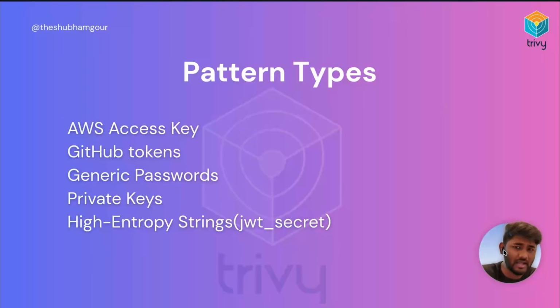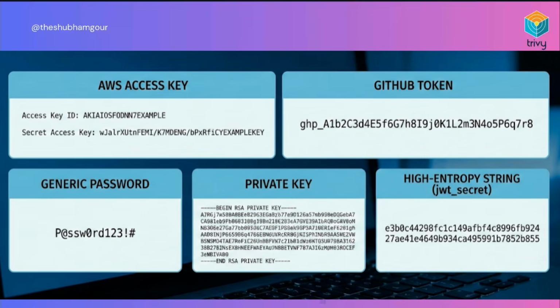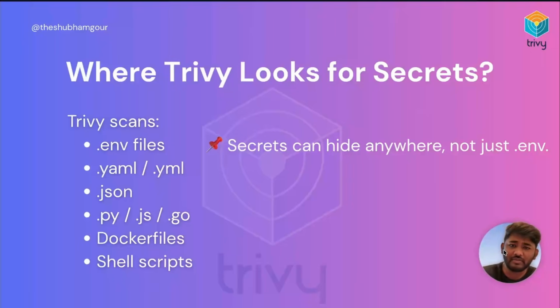Now, what are the pattern types that it scans? It can be an AWS access key, a GitHub token, a generic password, private keys, and high entropy strings, that is JWT secrets. I will attach one screenshot which will help you visualize what each of these keys and tokens looks like. Now, we understood how it performs the scan. Basically it performs a regex scan, and what sort of things it is looking for.